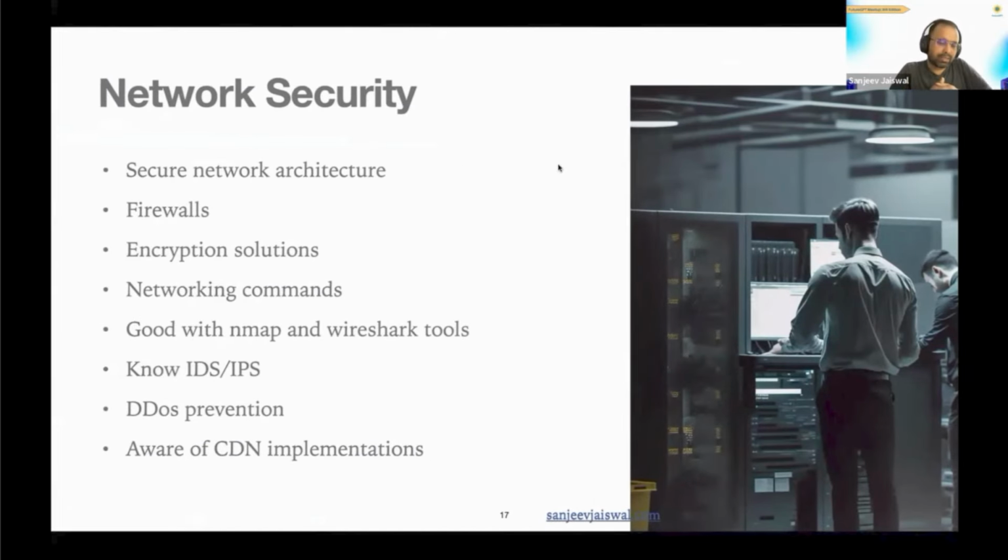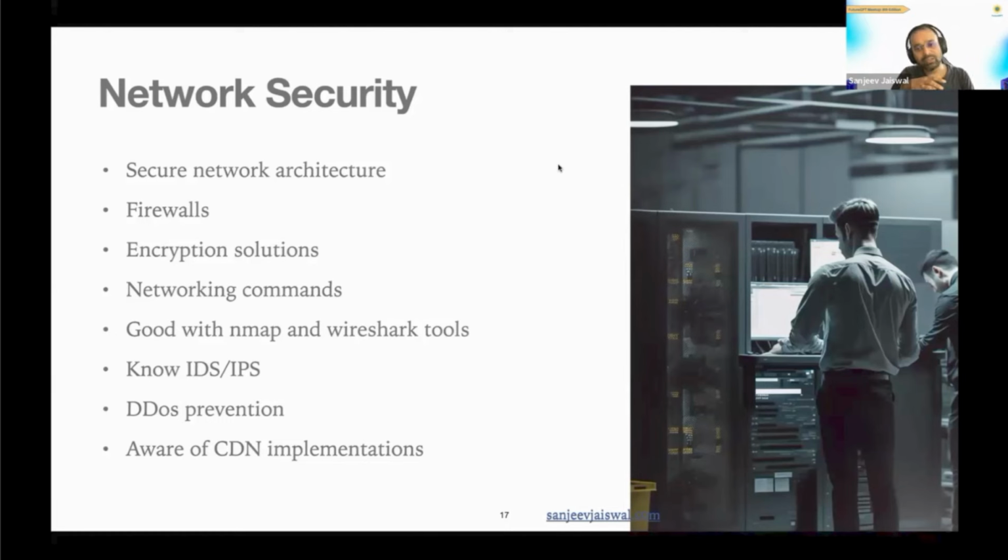Okay, now this is one of the other major security divisions. When I say network security, there are many things related to the TCP/IP model and how you can secure your network architecture. Here you understand more from the network security side: what encryption solutions they use, and the different networking commands, whether for troubleshooting, attacking, or finding something. You should be very good with the Nmap and Wireshark tools, just like web security people are very good at Burp Suite or OWASP ZAP or with Kali Linux. You should also be good with Kali Linux and networking tools.